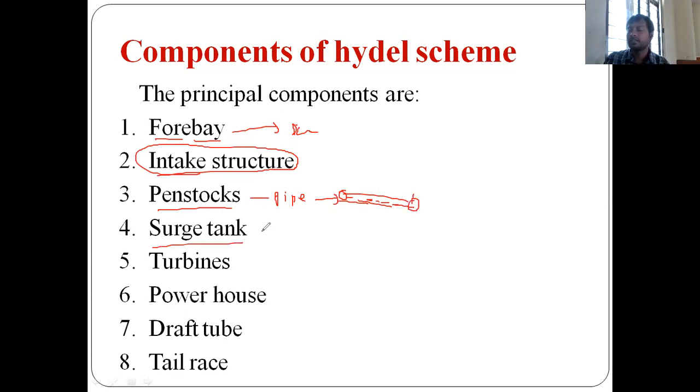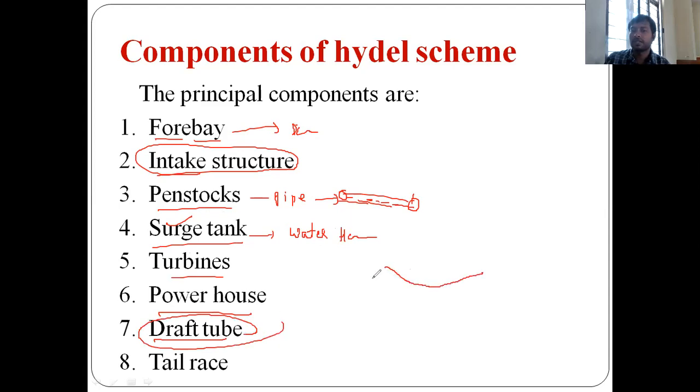Surge tank, I already discussed. The water hammer effect can be overcome by using the surge tank. And the turbine, you know very well. And powerhouse and draft tube. The draft tube will be like this. This is the penstock, and this is the draft tube. Water will be released, and here the turbine will be there. After the turbine, the water will be released to the draft tube.